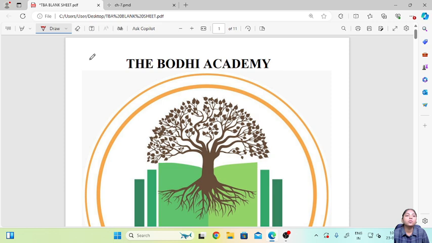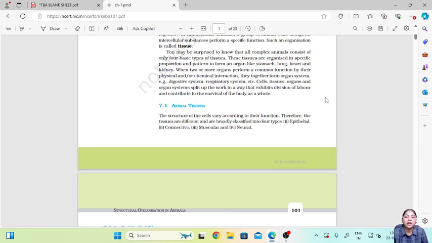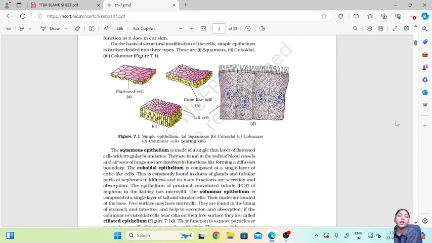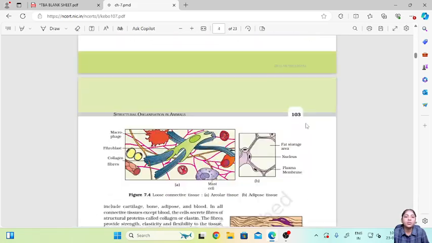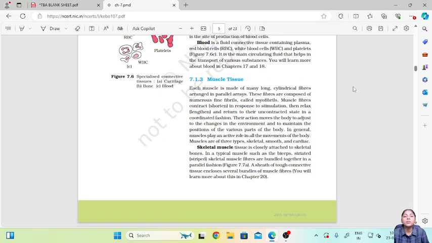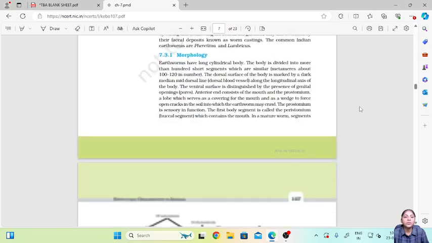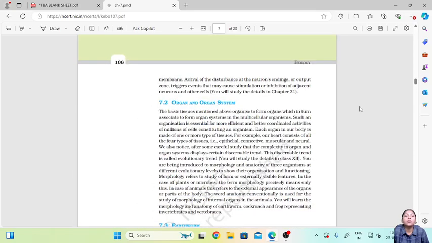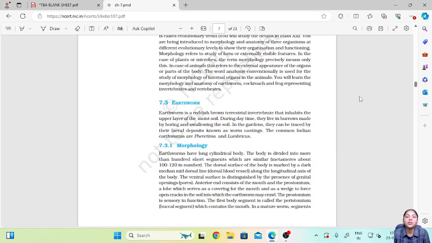In today's video, we are going to continue with the class 11 biology chapter 7, that is structural organization in animals. So in the last class, we have learnt about all the different animal tissues. We have learnt about the epithelium tissue, then the connective tissue, the examples of these tissues, then muscle tissue, and then the last one was the neural tissue. So in today's video we are going to learn about the organs and organ systems in different organisms.